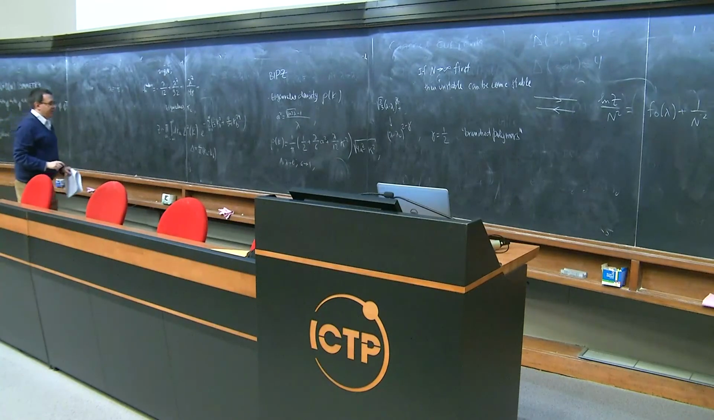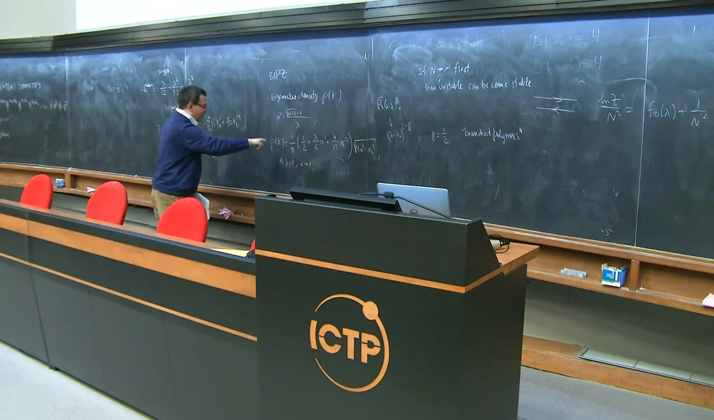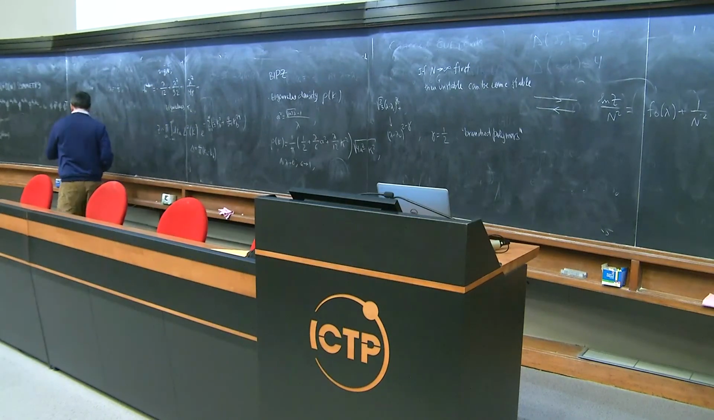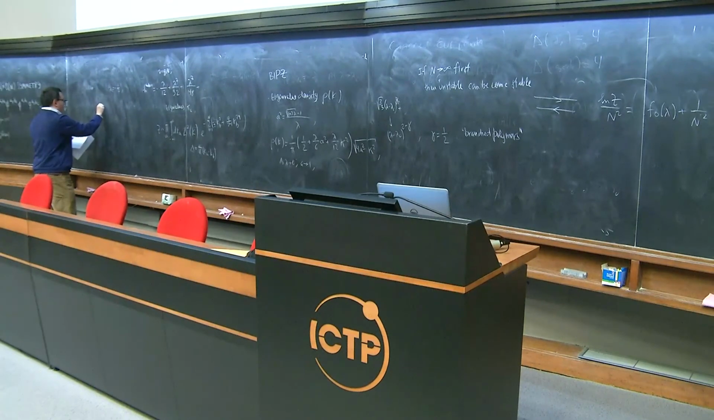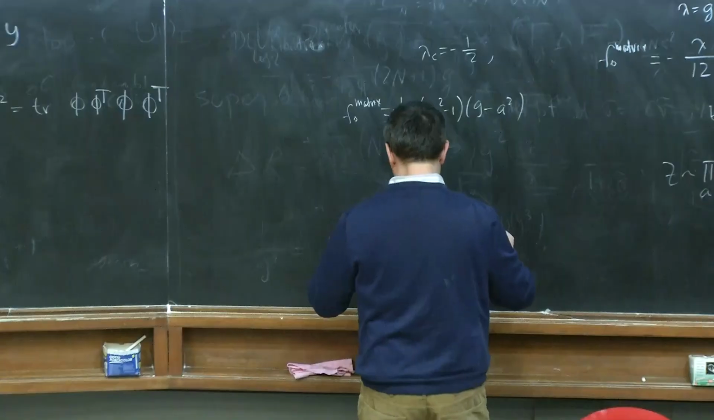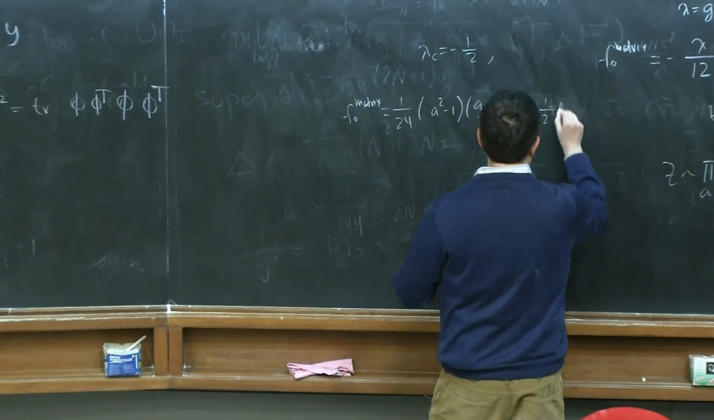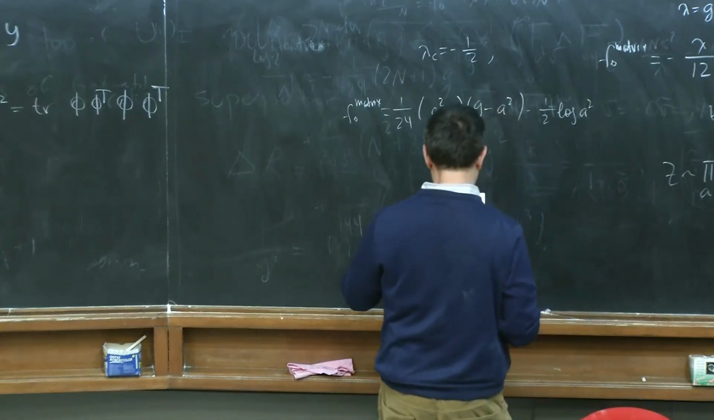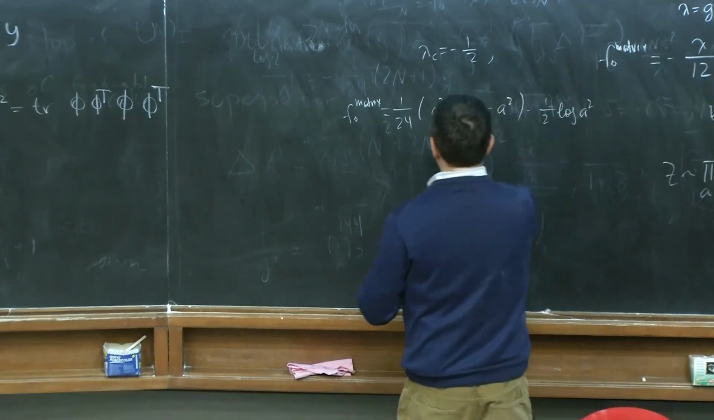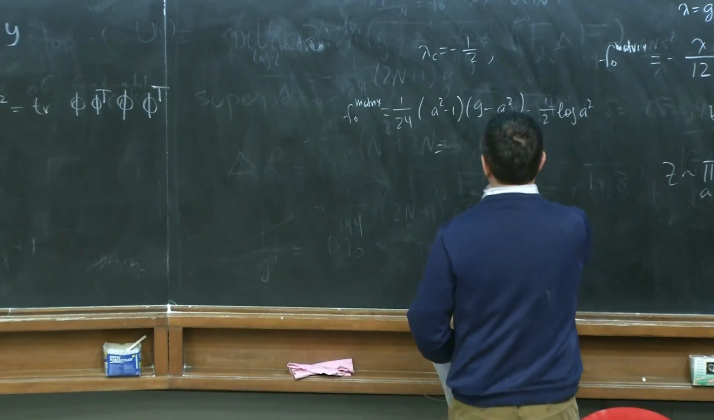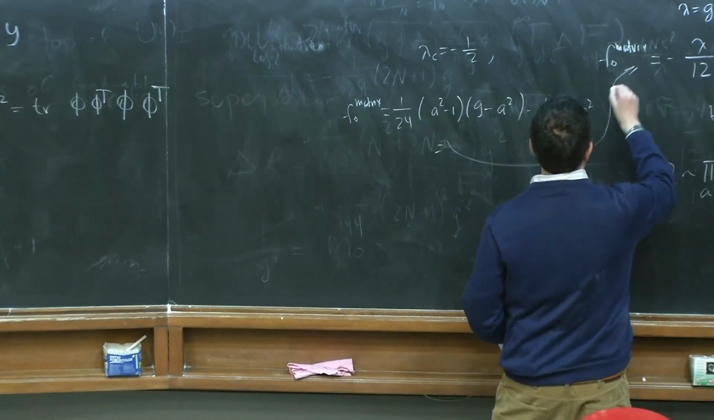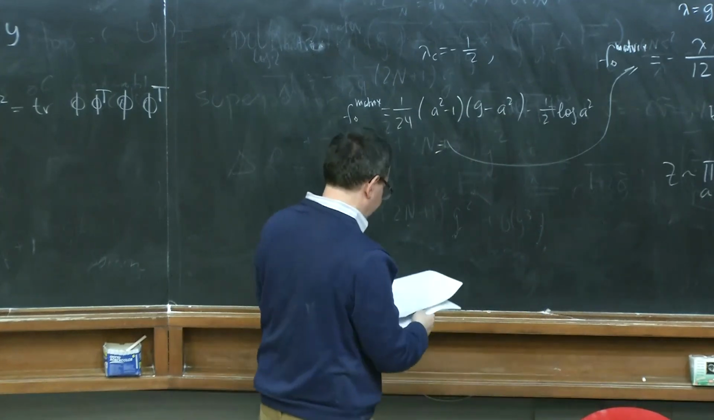When you plug in this rho of kappa and do the integral, you find the following expression for F0 matrix. That's equal to 1 over 24, a squared minus 1, times 9 minus a squared. And again, there is a logarithmic term, minus 1/2 log a squared. The expansion of this indeed matches onto perturbation theory. You can reproduce the first few orders.